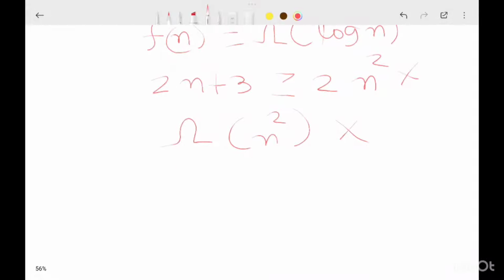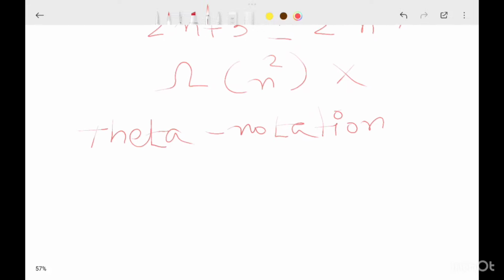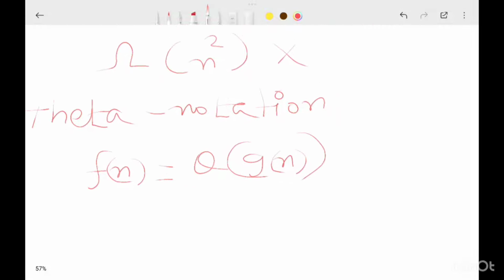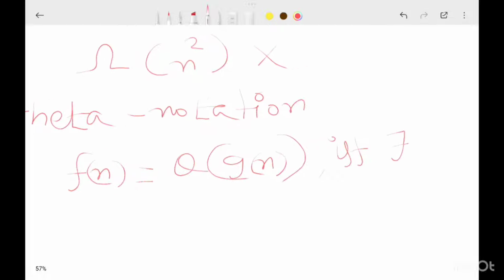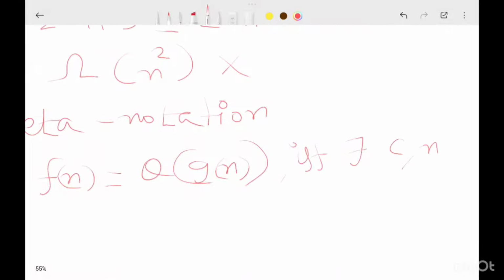Next there is theta notation. Theta notation actually gives the exact bound, or the tight bound, of the function f of n. So a function f of n can be represented as theta of g of n if and only if there exist positive constants.